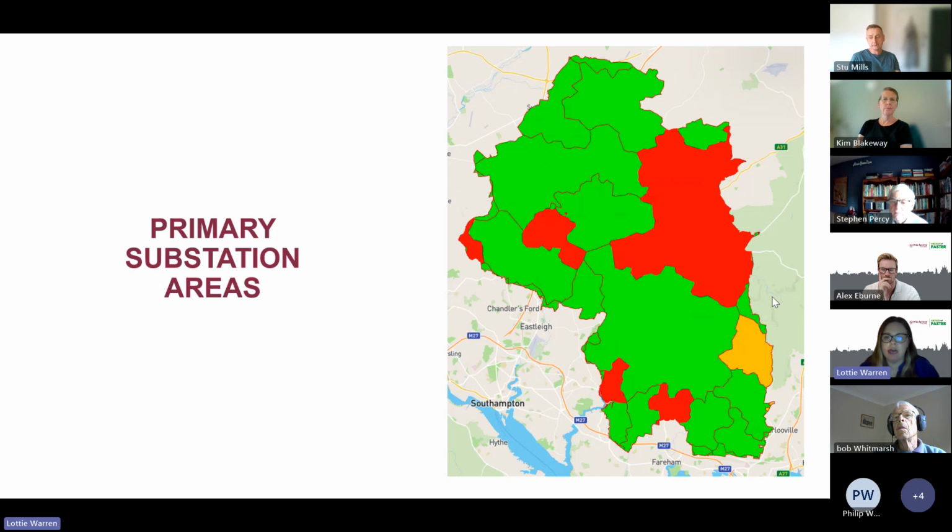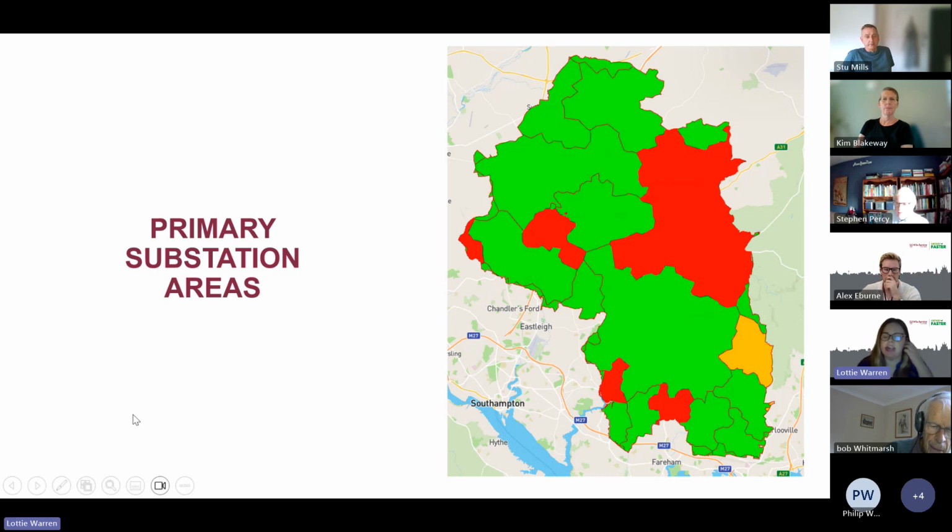This map also uses colour to show the existing headroom on the primary substation areas. So the green ones here are where there's more than 5% existing headroom. Then the orange ones, we've just got the one here, is when it's between 5% and over constrained by 5%, and then red is where it's over constrained. So we've got a mixture in the district with the majority having a fair amount of headroom.